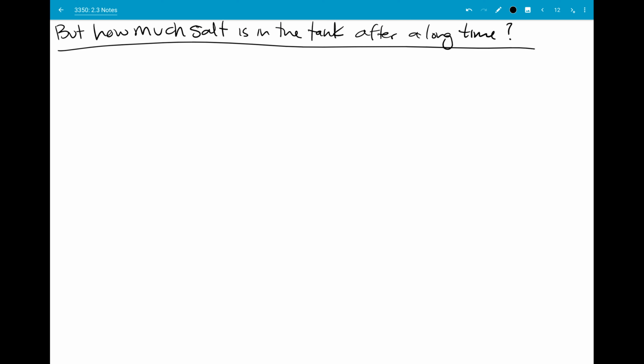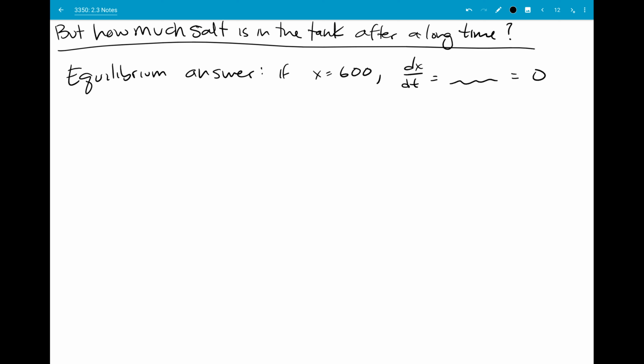So initially our equilibrium answer was that if x equals 600, dx/dt, equal to all that stuff, was equal to 0, and we could show it's stable from like a phase diagram. So x heads to 600.